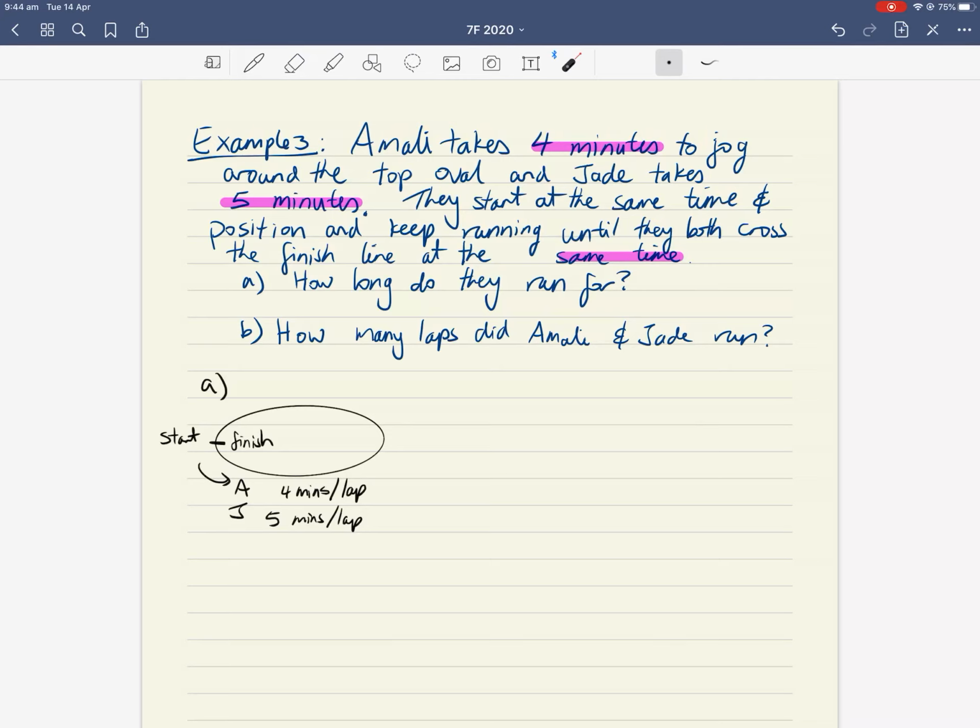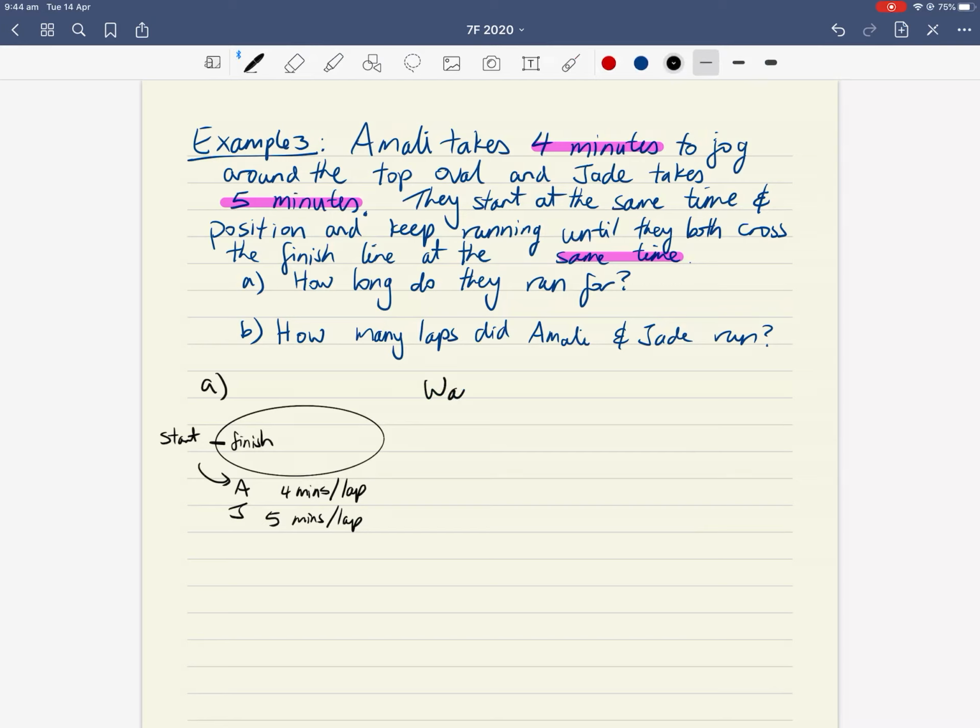Now if you think about it, if Amali does 2 laps, it takes her 8 minutes, which is 2 lots of 4. If Amali does 3 laps, then it will take her 3 times 4, which is 12 minutes. Similarly, Jade takes 2 times 5, which is 10 minutes, to do 2 laps, and Jade takes 3 times 5, which is 15 minutes, to do 3 laps. So we're looking for multiples of 4 and 5.